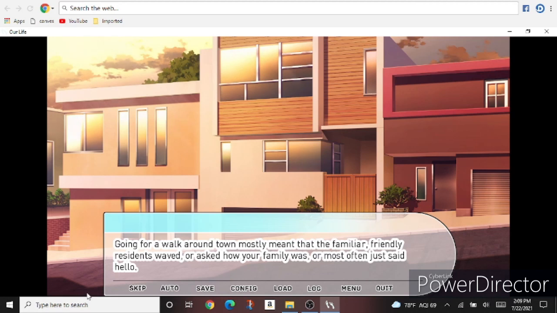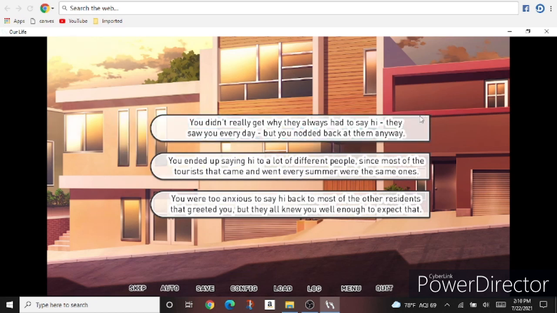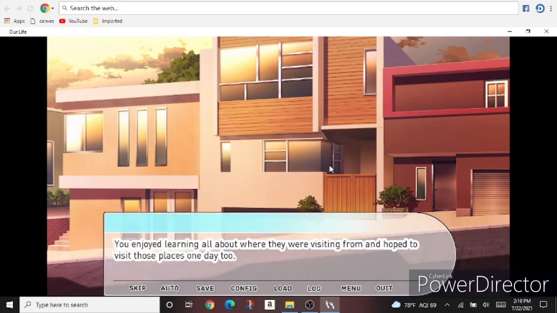Going for a walk around town mostly meant that the familiar, friendly residents waved or asked how your family was, or most often just said hello. You didn't really get why they always had to say hi. They said it every day, but you nodded back at them anyway. You ended up saying hi to a lot of different people. Most of the tourists that came in went every summer were the same ones. You were too anxious to say hi back to most of the other residents for that reason, and they all knew you well enough to expect that.